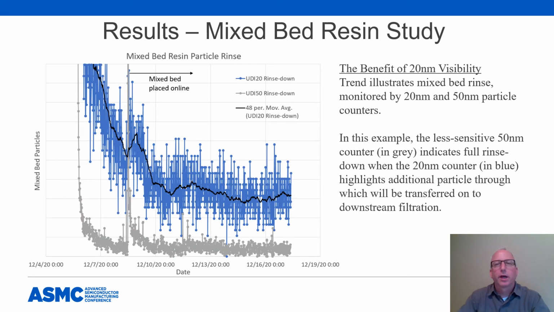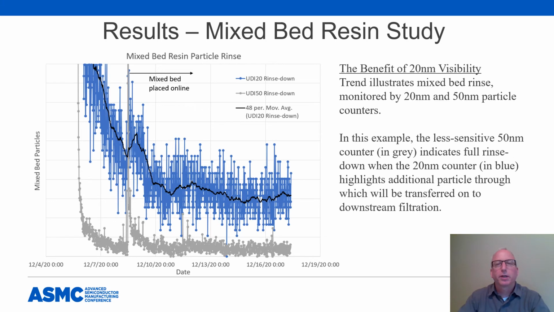The following trend highlights a benefit of monitoring system particle quality at greater analyzer sensitivities. In this example, the rinse down of an ion exchange resin bed was monitored simultaneously with both 50 and 20 nanometer particle counters. In this case, the less sensitive 50 nanometer counter in gray plummeted quickly, reaching the target threshold, permitting the bed to come online.